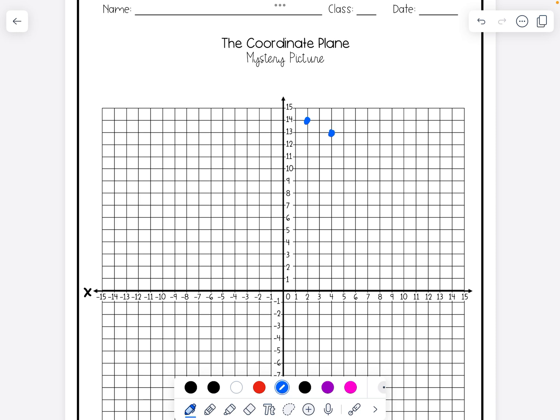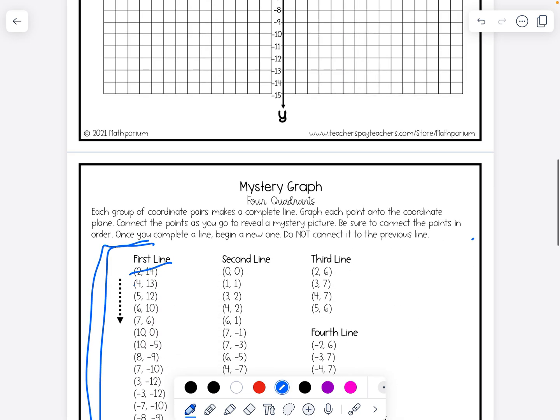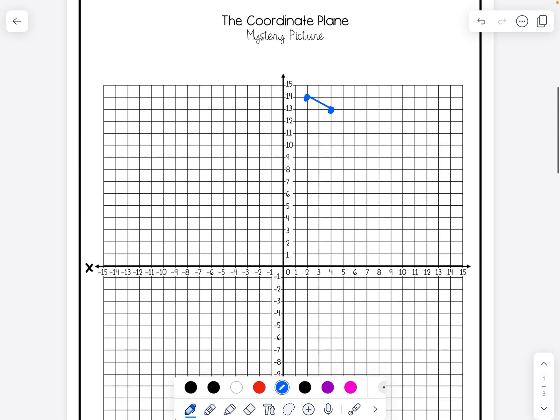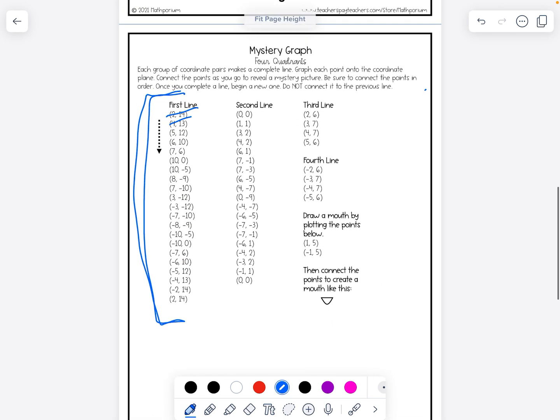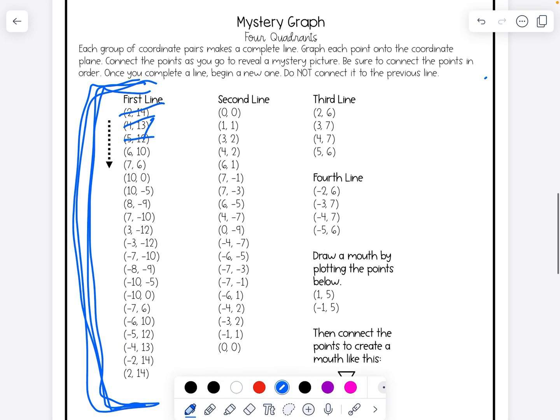Now, since they're all in a line, I need to connect them. So I draw a straight line from one to the other. My next point is 5, +12. So go to the right 5, up 12, and I connect that one. So you keep connecting as you go. In this first line, I would connect every single one of these. And once I am done with those, I do the second line, and I don't connect this one to that one. Once I start a new line, I don't connect it to the first line.